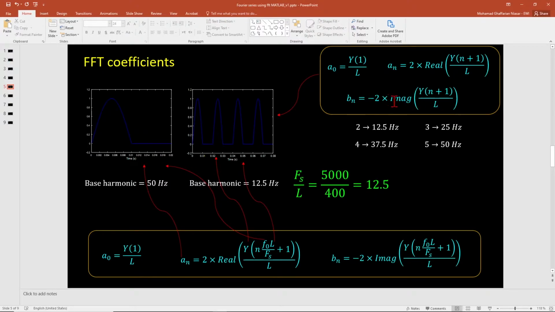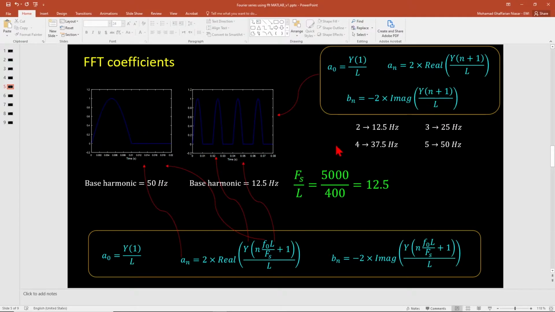The equations that I mentioned, if we take the FFT of this one, these A0, An, and Bn that we find by these equations are coefficients of the Fourier series of this waveform, which has a base frequency of 12.5 hertz. Now the question is, how can I extract the coefficients of the Fourier series of this one from the FFT of this one? Because they are almost the same, so we must be able to extract that.